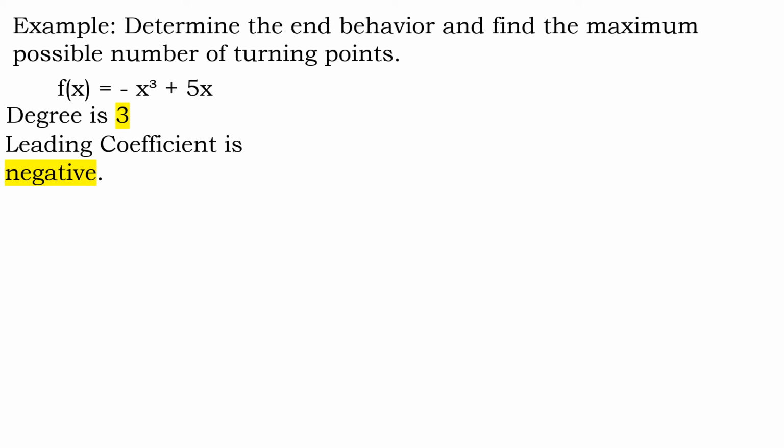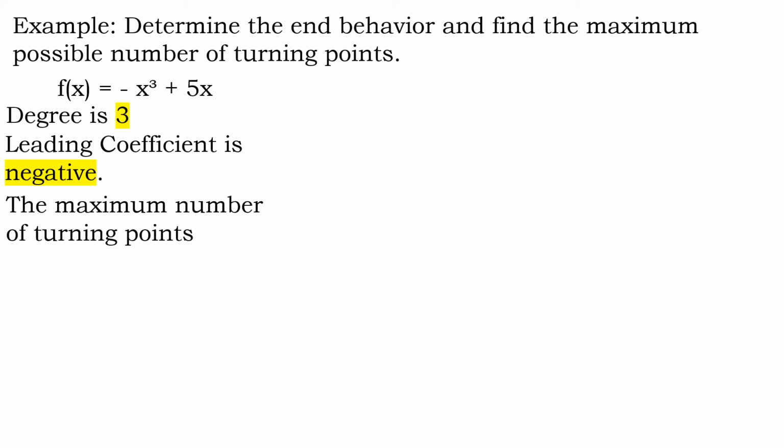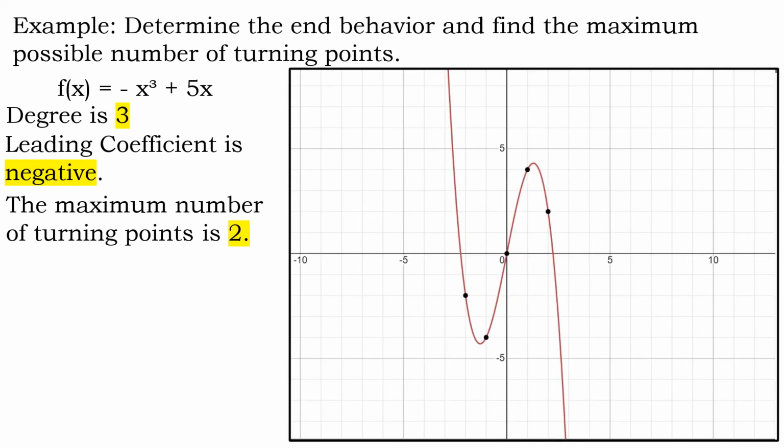Ano kaya magiging itsura o ano ang magiging end behavior ng graph if the degree is an odd number and the leading coefficient is negative? So, lagi nyo titingnan lang yung degree at ang leading coefficient niya. So, ilan ang maximum number of turning points niya? So, dahil ang degree niya ay 3, so 3 minus 1, the maximum number of turning points is 2. Ito yung graph niya. So, ayan, dalawang beses lang nag-turn yung graph. So, there are only 2 turning points.